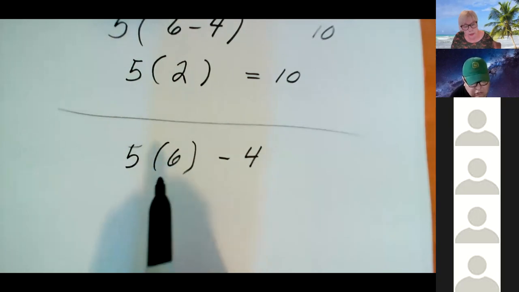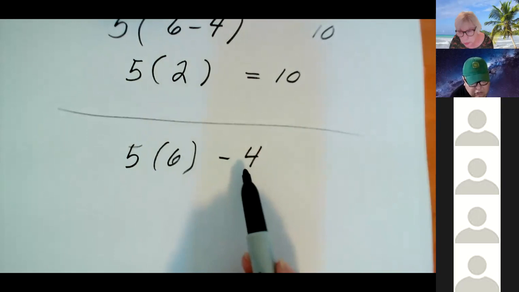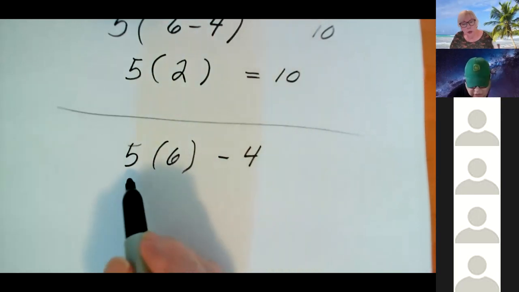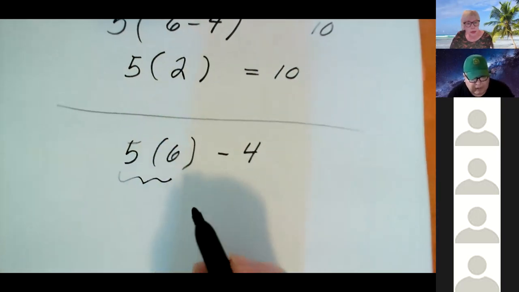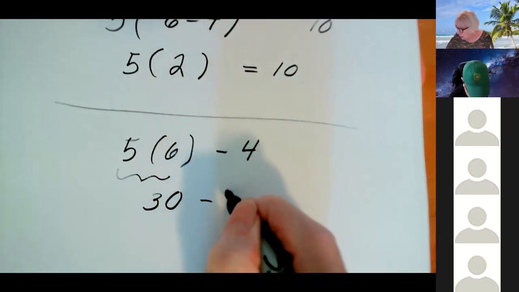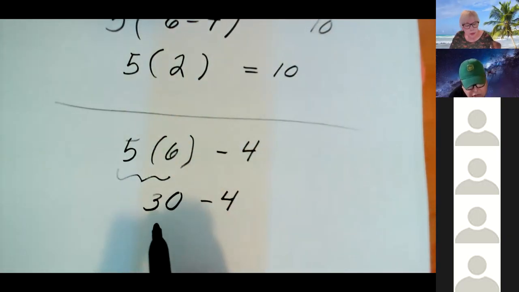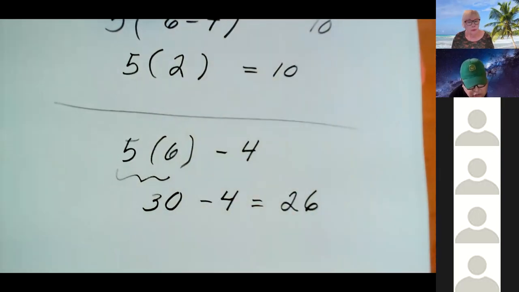Now the question for us is, is multiply more important than subtract? Yes, it is. And so multiply dominates over subtract. And so what I'm forced to do is this first, which is 30, and then that becomes a 30, subtract 4, this is called 26.